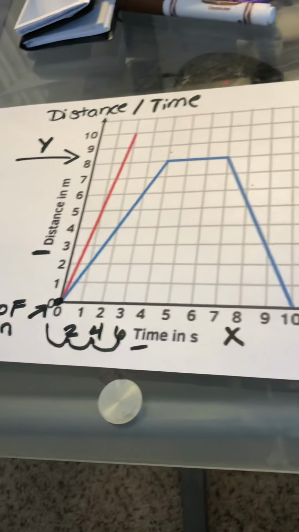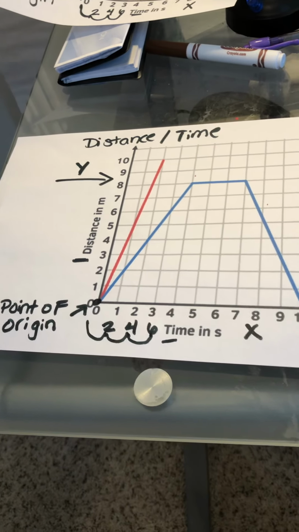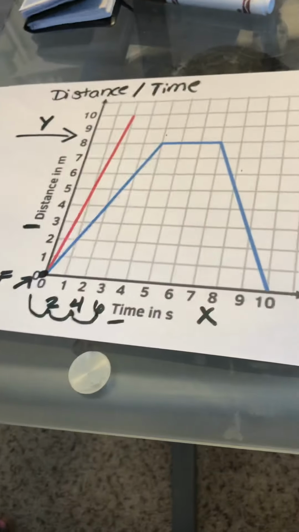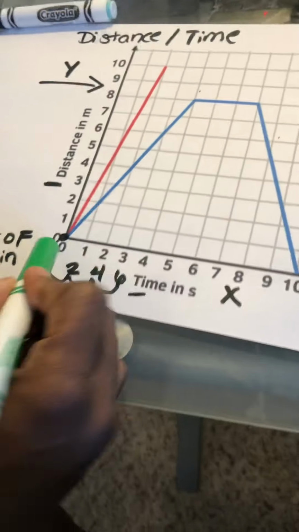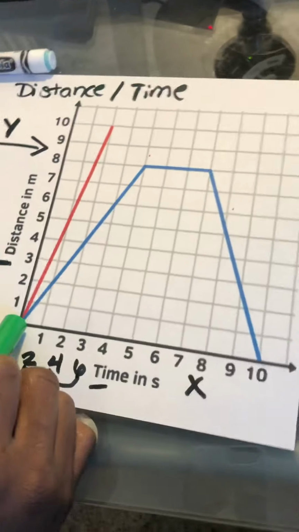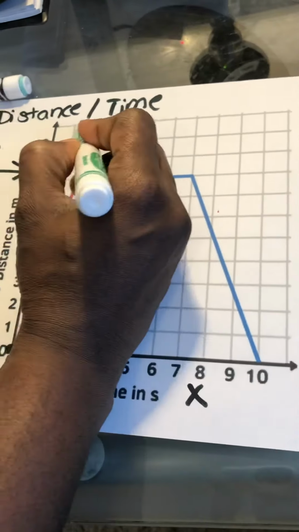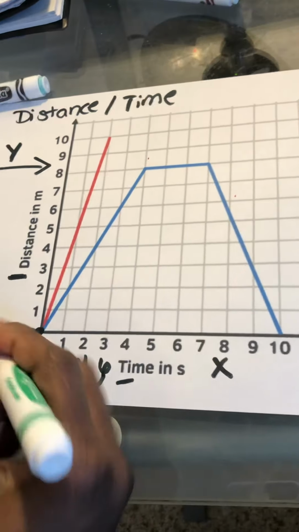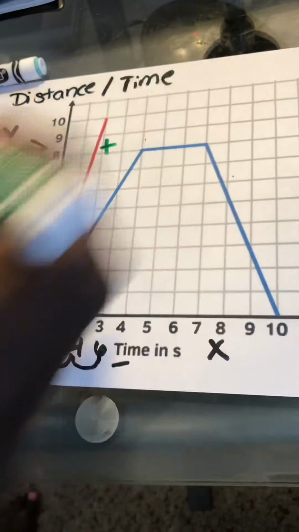Next, we're going to identify what's happening on our distance time graph. We started here at our point of origin. Let's take a look at this red line. So this red line is showing us that from 0 to 2 seconds, this person traveled a distance of 10, let's say 10 miles or 10 meters. So in 2 seconds, they traveled 10 meters. That shows a positive acceleration.